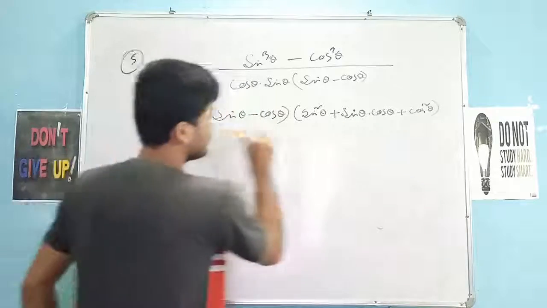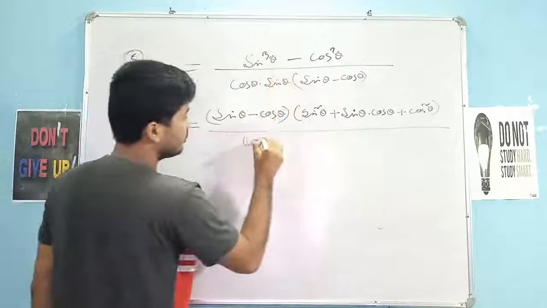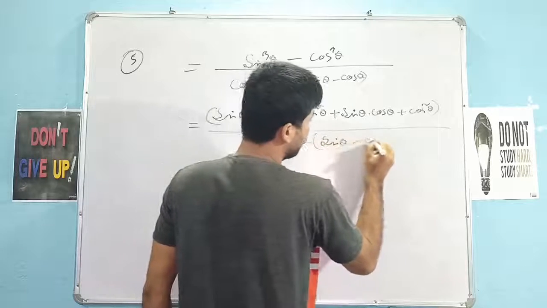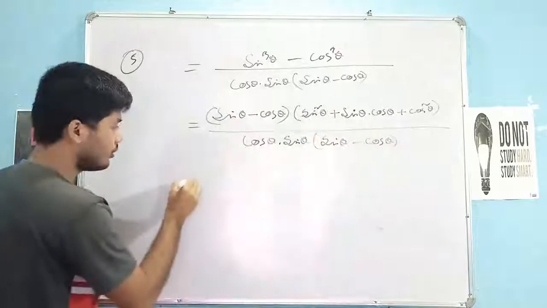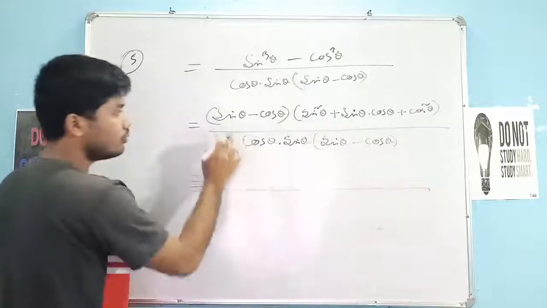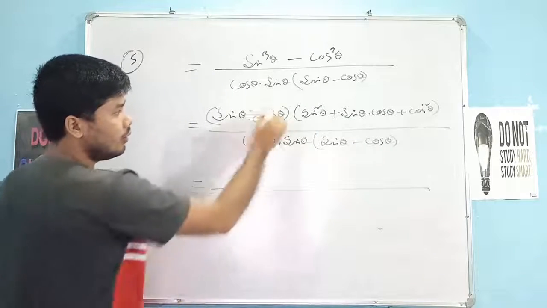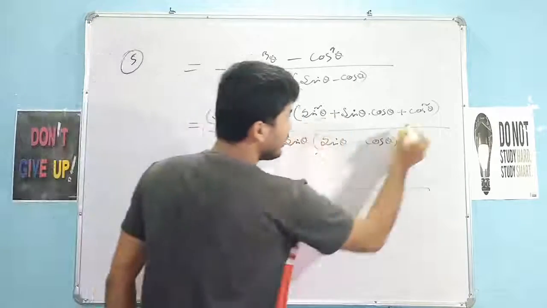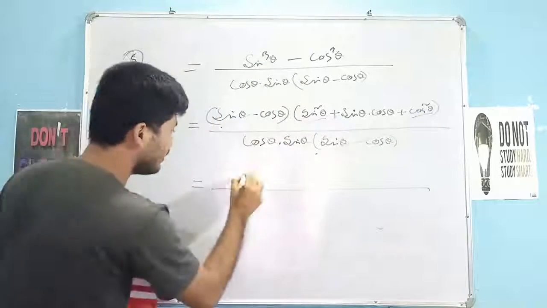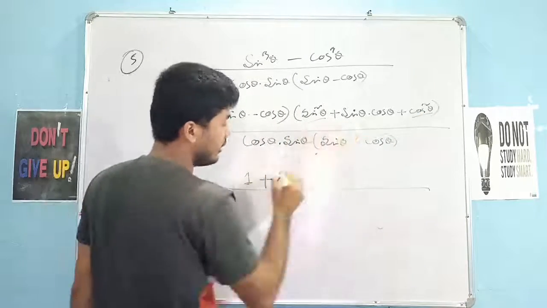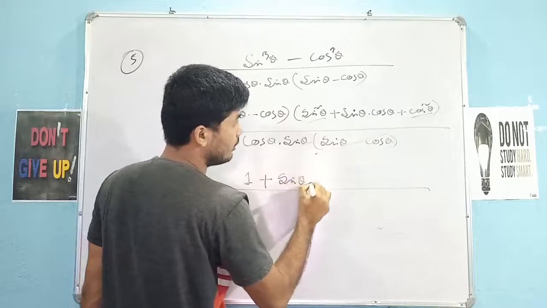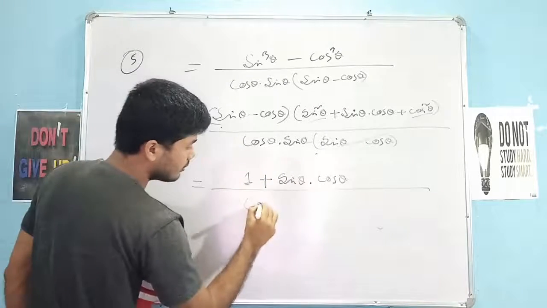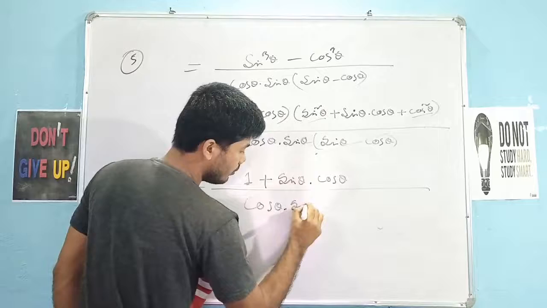Is it okay? Awesome. Next, the denominator we have kept as it is, no change. This is sin theta minus cos theta. Got it, guys? Now sin theta minus cos theta. Look at here, this is sin theta minus cos theta, this is sin theta minus cos theta. Now what do we have? Sin square theta plus cos square theta is 1, plus sin theta into cos theta. Got it, guys? Okay. Now this is cos theta into sin theta.